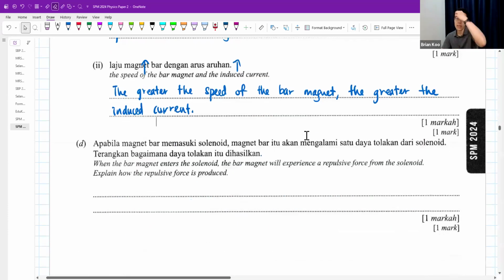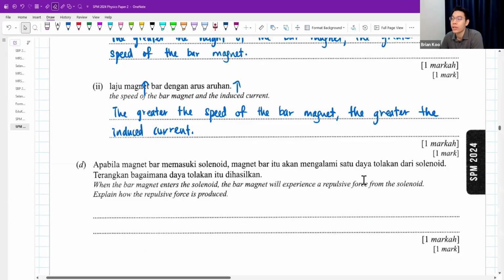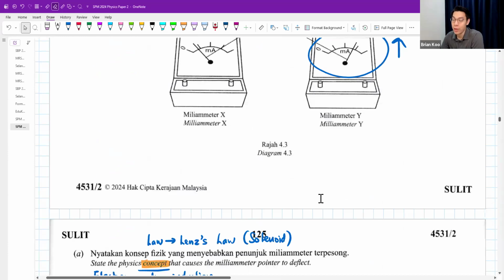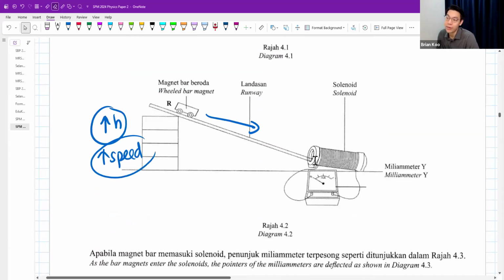Okay. When the bar magnet enters the solenoid, the bar magnet would experience a repulsive force from the solenoid. Explain how this repulsive force is produced. So now as the bar magnet enters the solenoid, it produces a repulsive force. Explain why you have a repulsive force or how the repulsive force is created. The keyword is actually induced current.